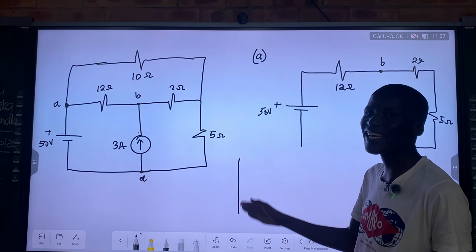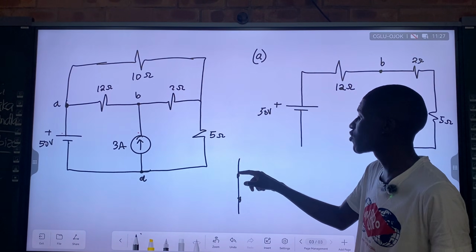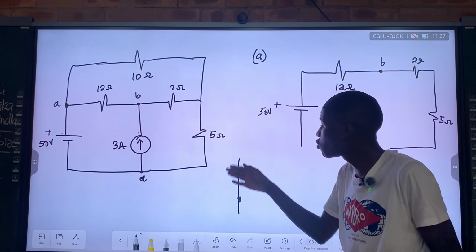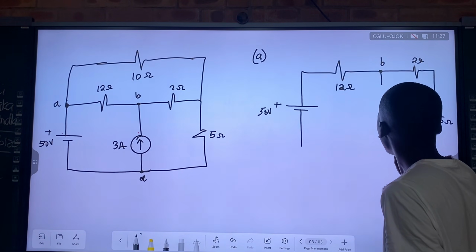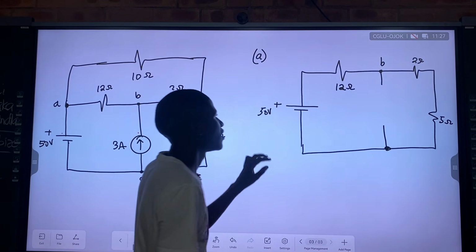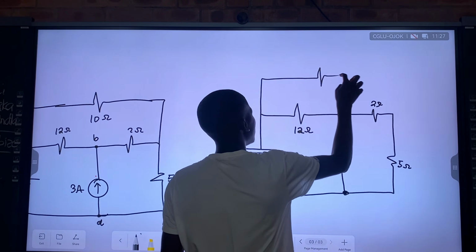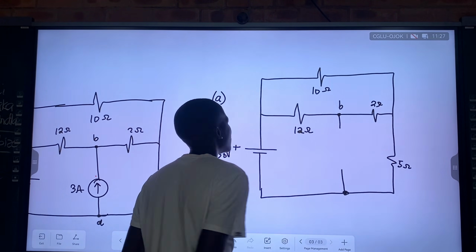I'm sure this is short circuiting. Just putting an empty conductor. A current can still flow here, angisho. So it's the same thing as saying isakhona current of 3 amperes. So for you to cut out the current, you open the circuit. To cut out the effect of current, you open the circuit. Now, and then it means we still have our 10 ohms resistor.